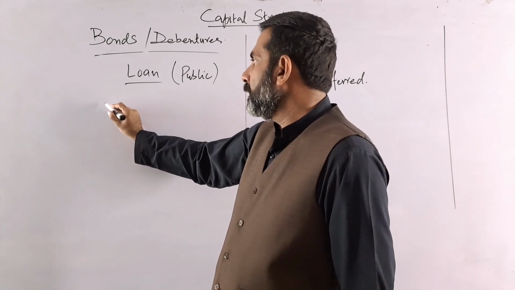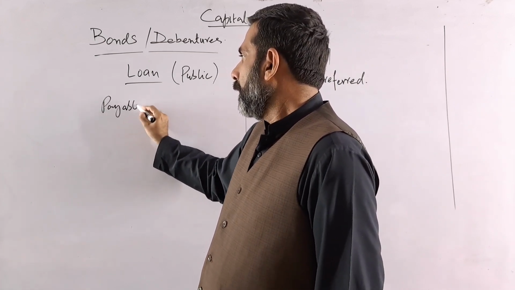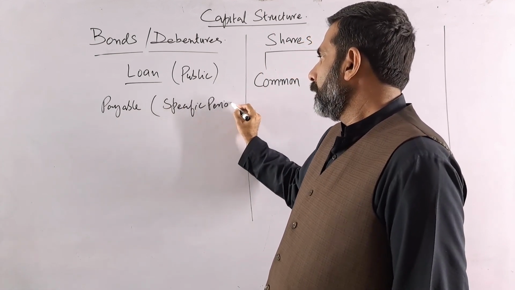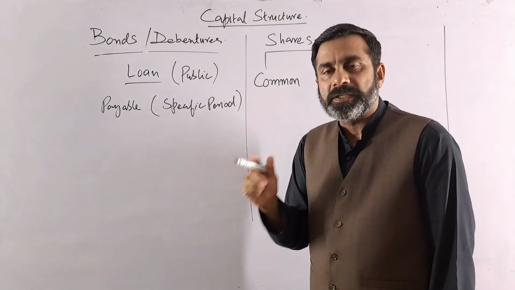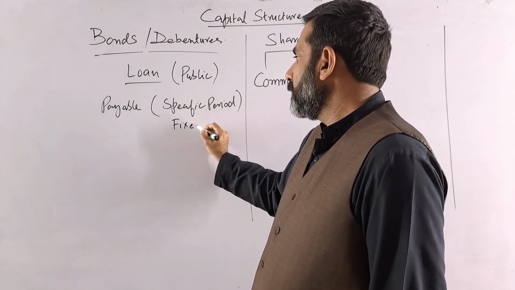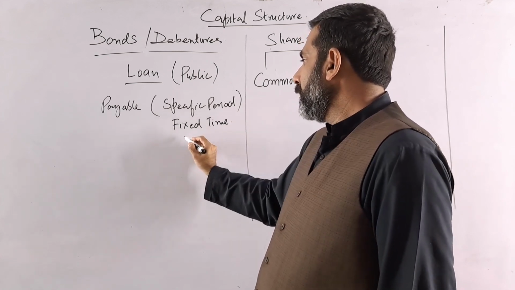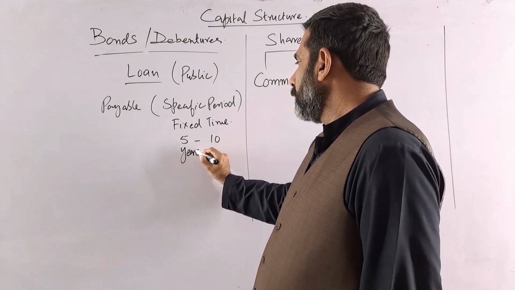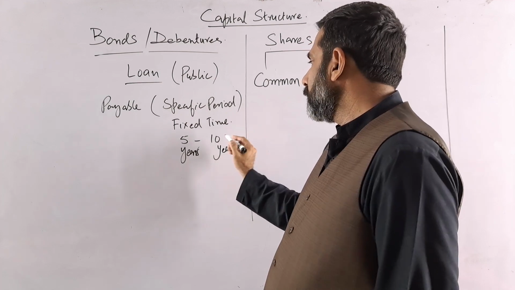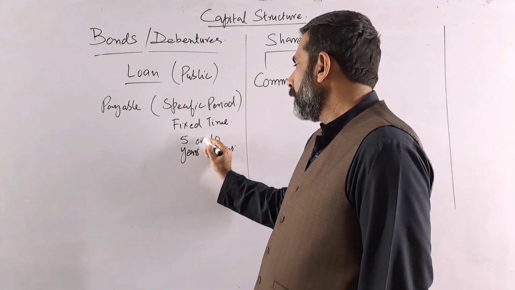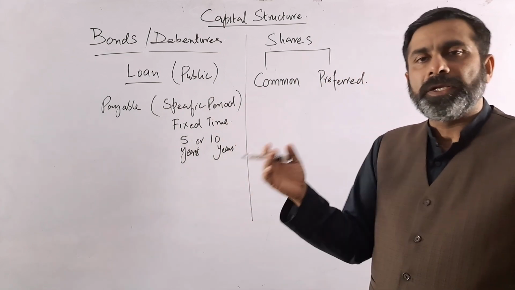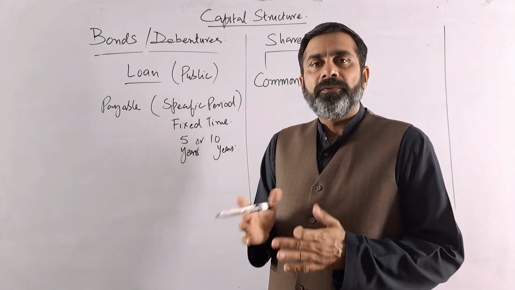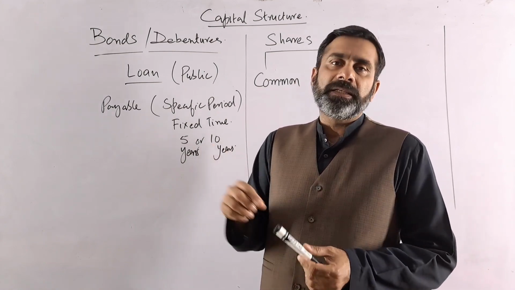Now, if it is a loan, obviously it is payable. If it is payable, there is a specific period. Specific period means there is a fixed time period. It may be 5 years, it may be 10 years, depending on the loan or the bond term. It is just an example that it can be 5, 6, or 7 years. It is not fixed, but obviously it is more than 1 year. Bonds are not for 6 months or 3 months.